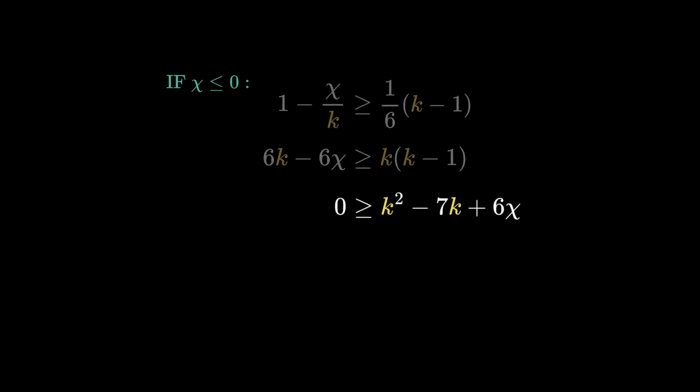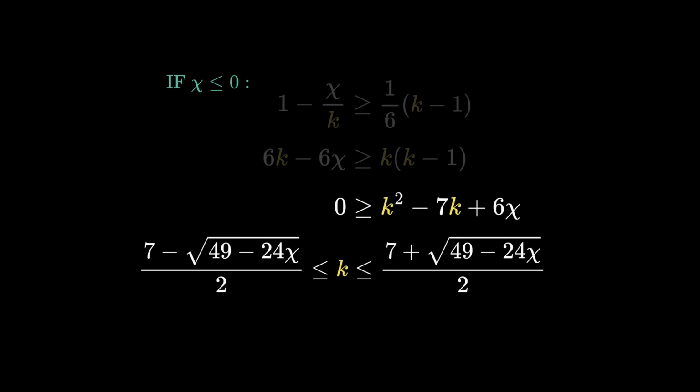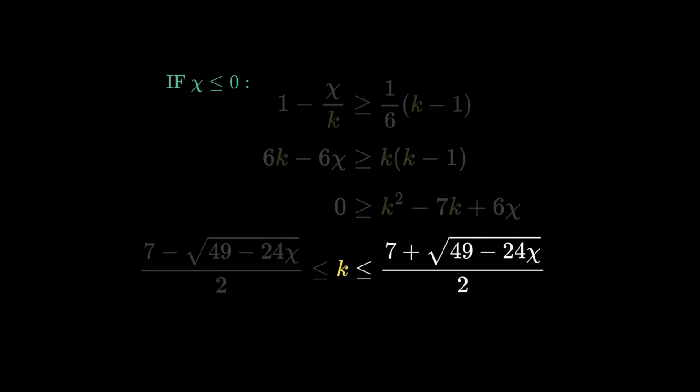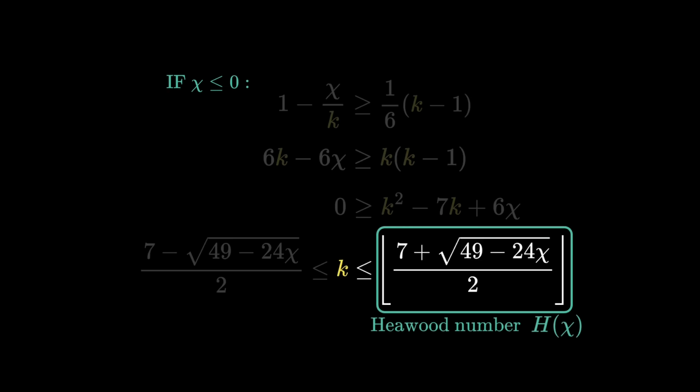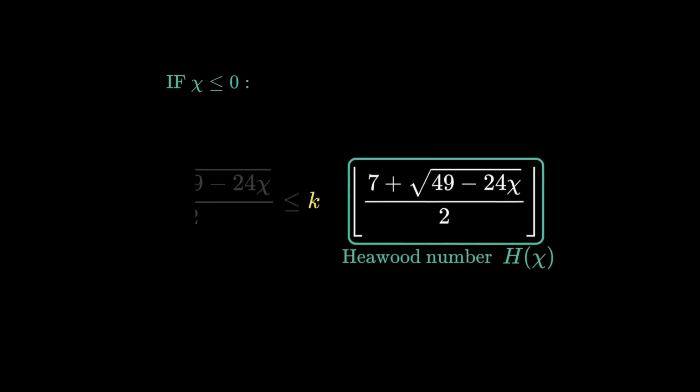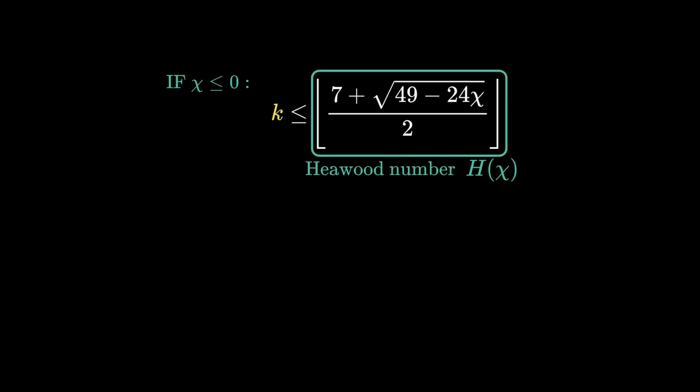Using the quadratic formula, we know that k has to be between these two roots. Again, pause to convince yourself that these are the roots. If we focus on the upper bound, there is just one small point. Because k is an integer anyway, the upper bound can be slightly tighter to be the integer part. This integer is known as the Heawood number, denoted as h of chi. So we proved that the chromatic number k has to be smaller than or equal to the Heawood number.